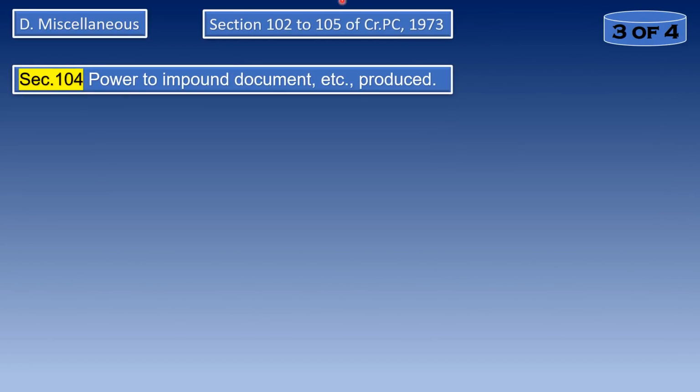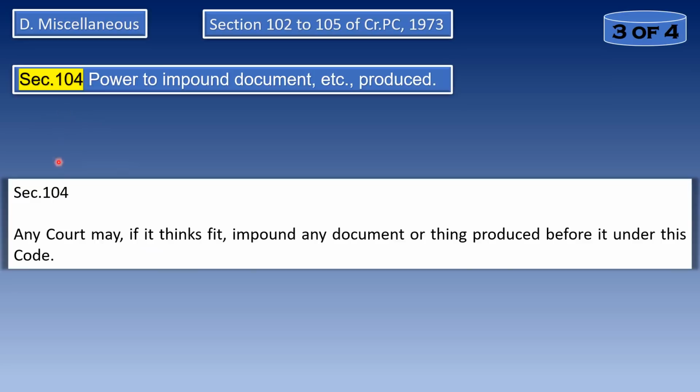Third point of miscellaneous is power to impound document etc. produced as per the provision of section 104. Section 104 says any court may, if it thinks fit, impound any document or a thing produced before it under this code, which means they are going to keep such document or thing with themselves.